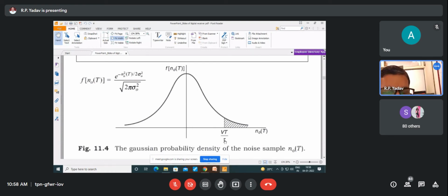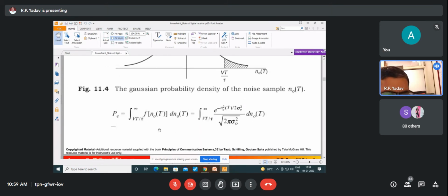So if you look at my signal, let's say I'm defining my signal level as Vt upon tau. So this is my Vt upon tau. Now this Vt upon tau can be a problem when all the noise above this level can produce a problem. Understand? The other region of the noise cannot produce this problem. How? I can calculate mathematically.